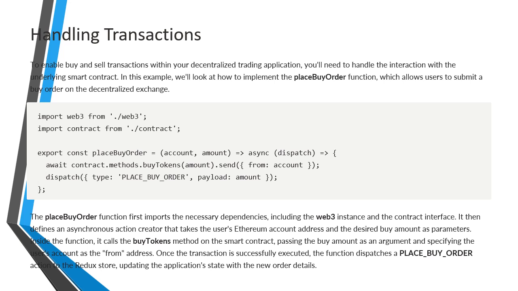Then, to enable buy and sell transactions within your decentralized application, you need to handle the interaction with the underlying smart contract. We will be using this code for handling the transaction. We first import the Web3 library and contract from .contracts, and then we export a constant placeBuyOrder function, which is as shown. We have done this a lot of times, so now this would make sense to all of you. And we use the placeBuyOrder function first to import the necessary dependencies, including the Web3 instance, and it defines an asynchronous action creator that takes the user's Ethereum account address and the desired buy amount as parameters.